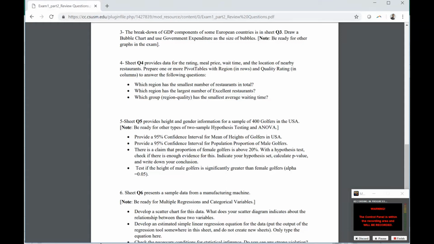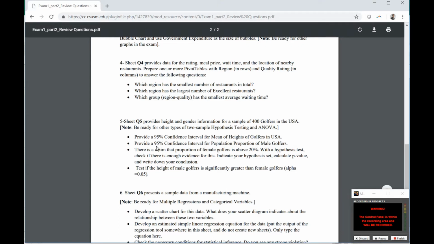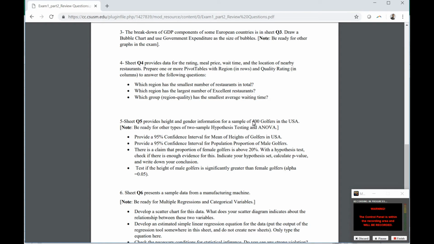Now let's quickly do question number 5. In question number 5, we have a sample of 400 golfers in the USA, and we have their height and gender information. And we need to do a 95% confidence interval for mean of height, and then a 95% confidence interval for population proportion. And we have two hypothesis testing.